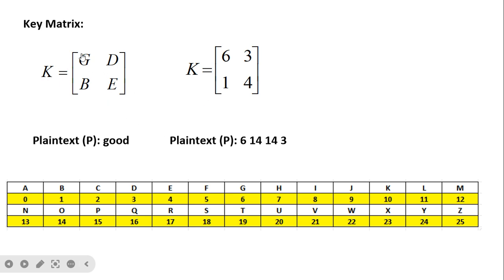Now here the size of the key is 2 by 2, so that's why n is equal to 2. We require making chunks of the plain text with the size of n. So we are making two chunks. One chunk is 6 14 and another chunk is 14 3, in such a way that each chunk has a length equal to 2, because the matrix size is 2 by 2.